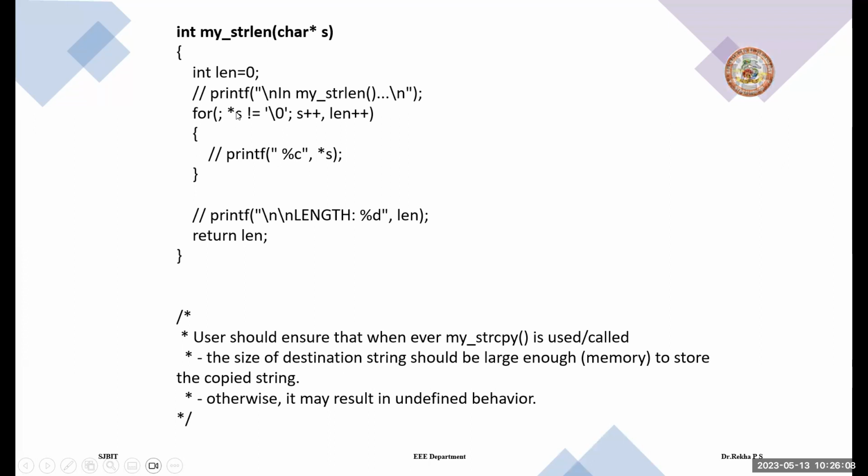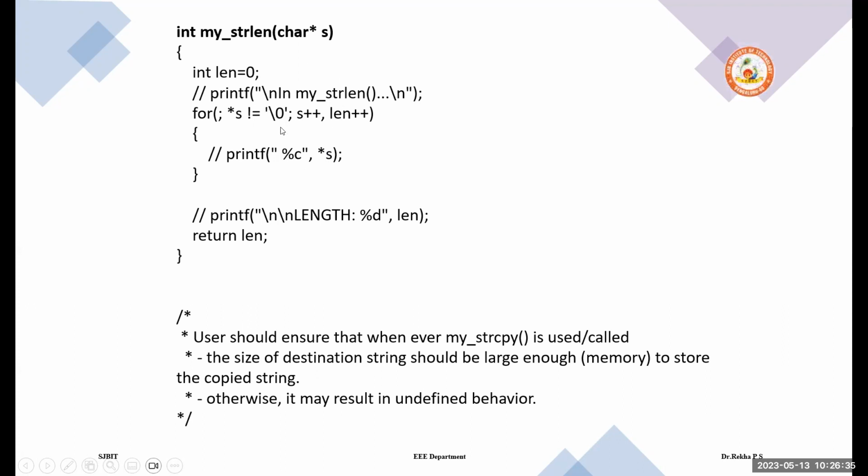If the content of S is not equal to \0, star S means content of S. If it's not equal to \0, then you process star S, that is the content of S. Then S is incremented, S plus plus. Len is also plus plus. I'm doing both plus plus. Again, it will check the condition.